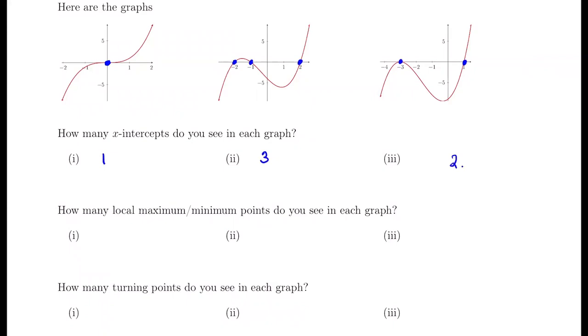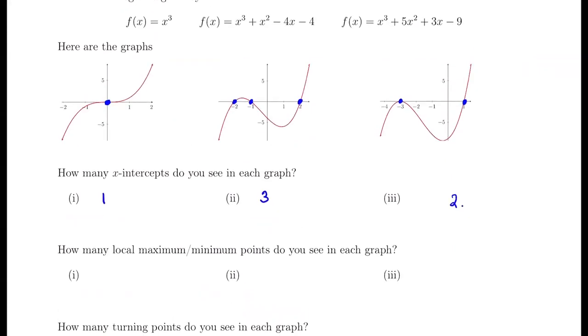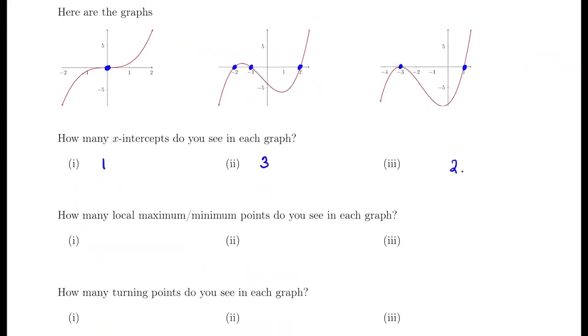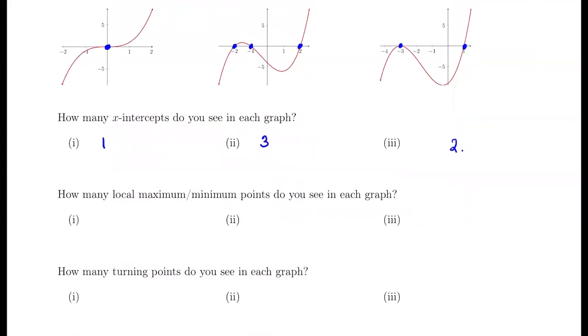Now, keep in mind that all of these are cubic functions, but the number of x-intercepts will depend on the degree of the function. All right, so the next part is, how many maximums or minimums do you see in each graph?